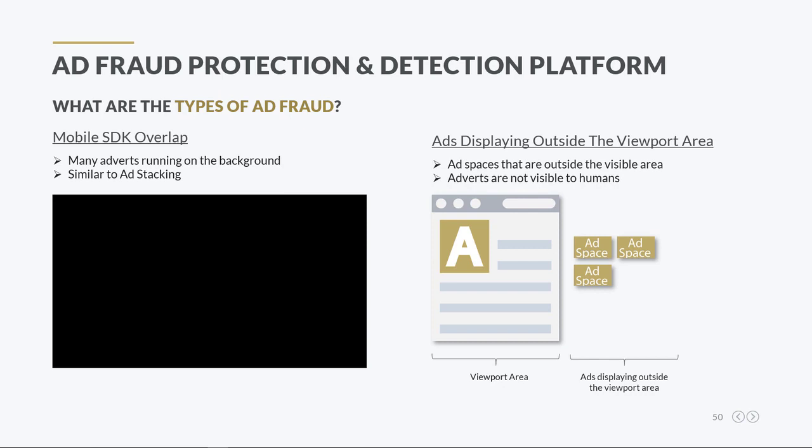Viewport is the user's visible area of a web page. Dishonest publishers can create and place ad spaces outside the viewport area. In this case, whenever a page loads, many adverts could load outside the viewport area without being visible to humans. Since those ad impressions are considered valid, advertisers have to pay for them.